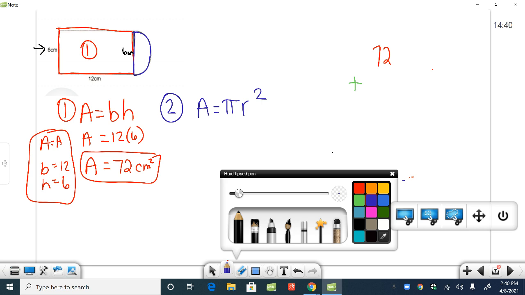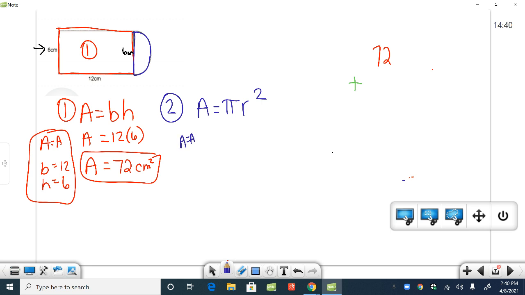All right, so for shape number 2, I didn't give you the area. We know what pi is.